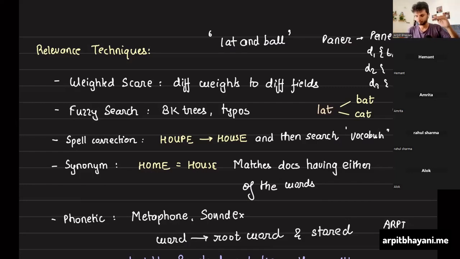Now the next part is around fuzzy searching. Always remember, we all make typos, right? But Google automatically understands it. So the second relevance technique is fuzzy searching. Whatever input you gave in the search query, fuzzy searching would not try to spell correct it. Spell correction is different. That's the third point. Spell correction is different.